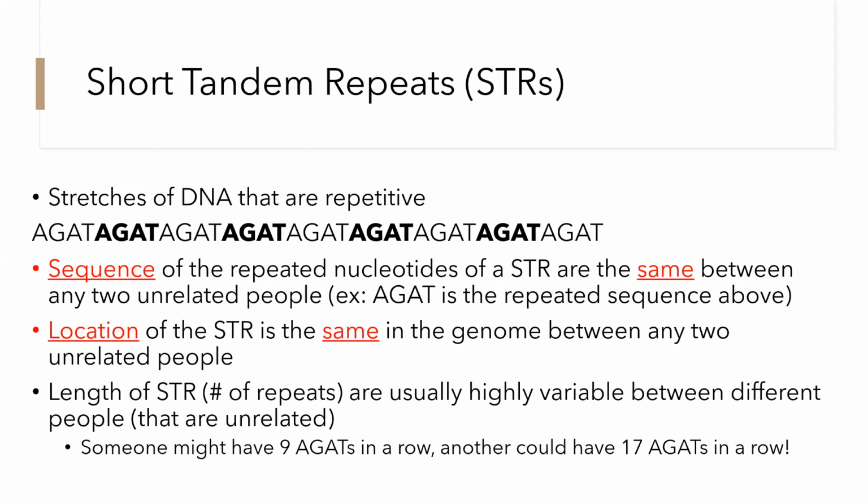So if you were comparing the number of repeats between two related people, let's say you and one of your parents, that's going to be more similar than if you're comparing the number of repeats between you and me, for example, because we are unrelated. So someone might have 9 AGATs in a row where another person could have 17. And so that is how you tell the difference between two individuals.